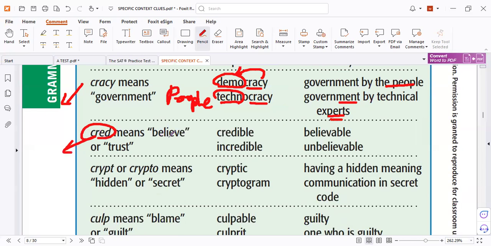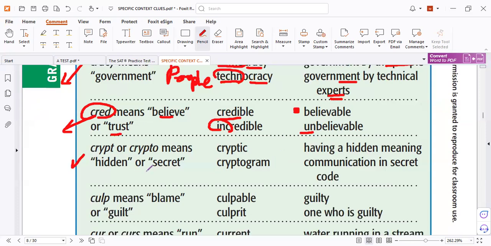So credit, belief or trust. So credible, credit, credulous, credibility, all of them mean you are going to believe. In means opposite, and so on. That's fine. Here, correct again.